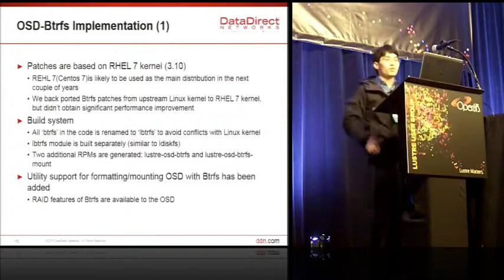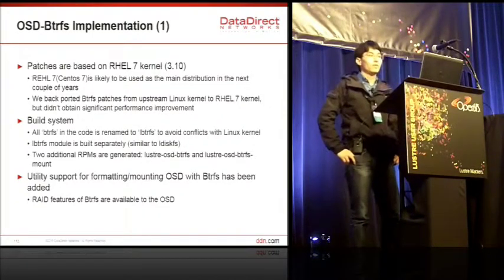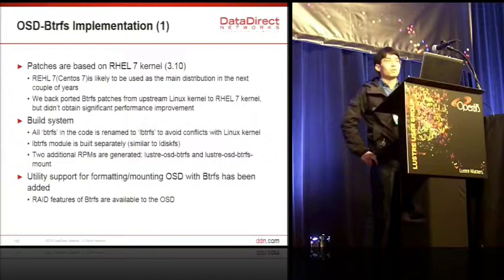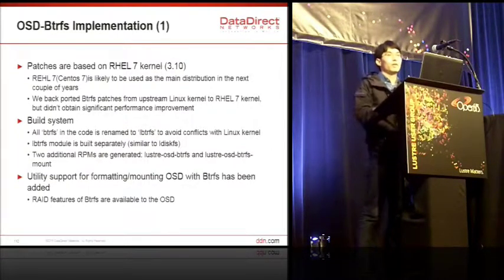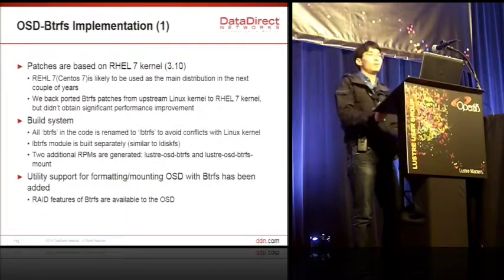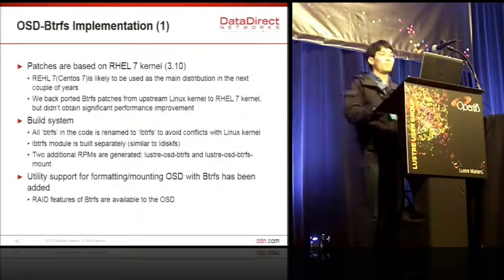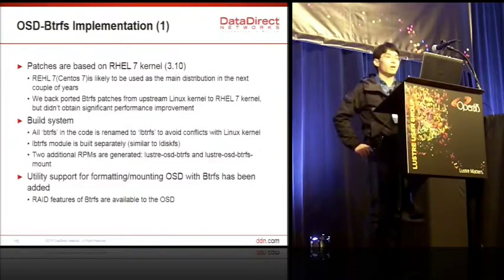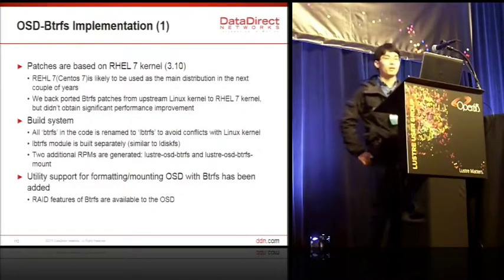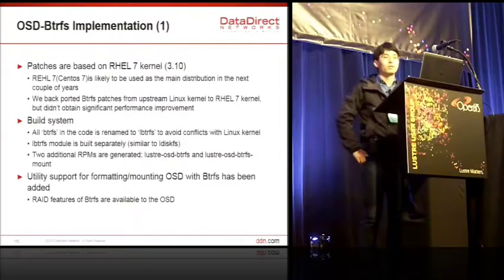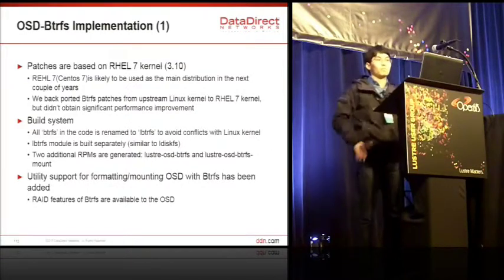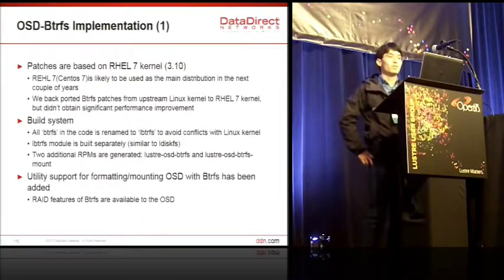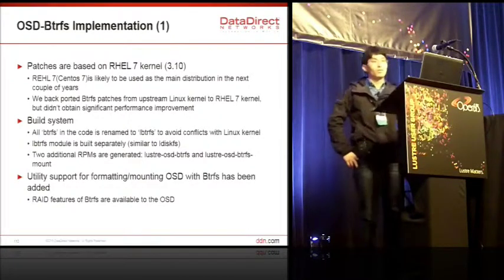We made our patches based on the CentOS 7 kernel, and we believe CentOS 7 is going to be used as the main distribution in the next few years. We exported almost all of the Btrfs patches from the upstream Linux kernel to the CentOS 7 kernel, and we didn't get any performance improvement. So we believe that the performance of Btrfs on CentOS 7 is good enough.